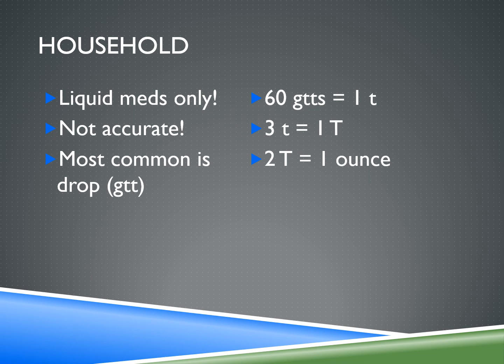I've got some conversions on here for you though, and that is 60 drops equals a teaspoon. So you can understand why at some point you just want to say, let's do a teaspoon of it, because who wants to count 60 drops of anything? 3 teaspoons equals a tablespoon, and then 2 tablespoons equals an ounce. So you really just have those 3 conversions that we're going to make you learn for household right now. 60 drops equals a teaspoon, 3 teaspoons equals a tablespoon, and then 2 tablespoons equals 1 ounce. And then I've got some problems coming up for you on the next slide.